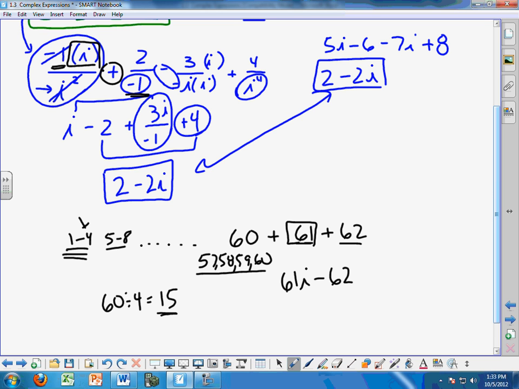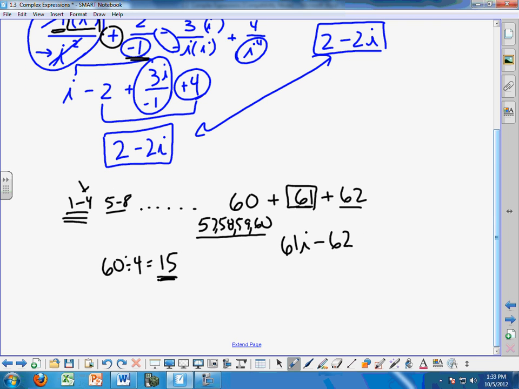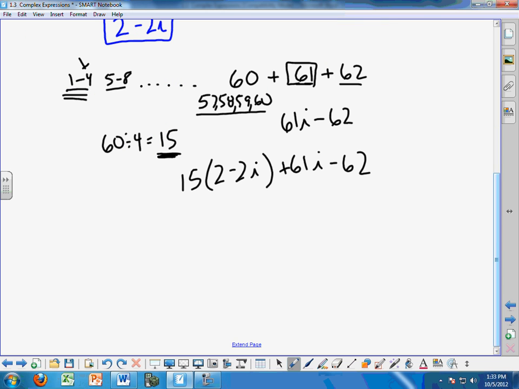When we put all of this together, we have 15 of our groupings. So 15, 2 minus 2i's, plus 61i minus, excuse me, let me rewrite that, 62. That becomes 30 minus 30i plus 61i minus 62. And it looks like the final answer then is negative 32 plus 31i.